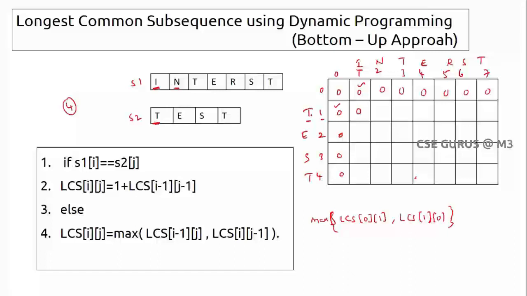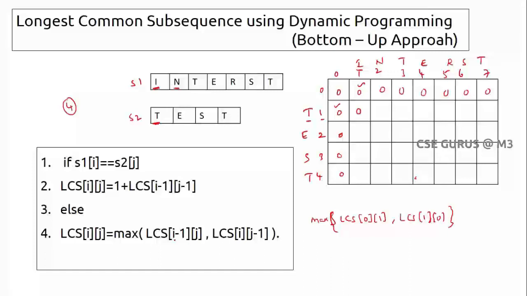Now you can see the next one, T and N. Both are not the same, so again we go to this one. So what is this one? 1 and 2. Again, going by the formula, you will get the maximum of these two.